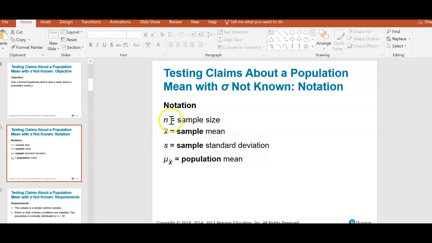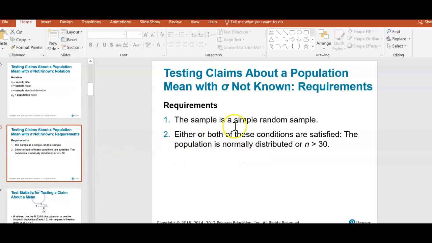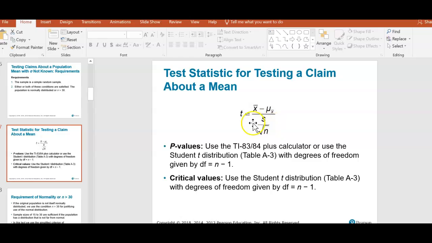Some notation again, we have n as our sample size, we're going to have x bar as our sample mean, s as our sample standard deviation, and mu sub x bar as our population mean. Our requirements this time, we need a simple random sample, and either or both of the conditions satisfied that we know the population is normally distributed or n is greater than 30. There's a complicated formula for finding a test statistic here, t value. We are not going to be using that formula because we're going to be using StatCrunch.